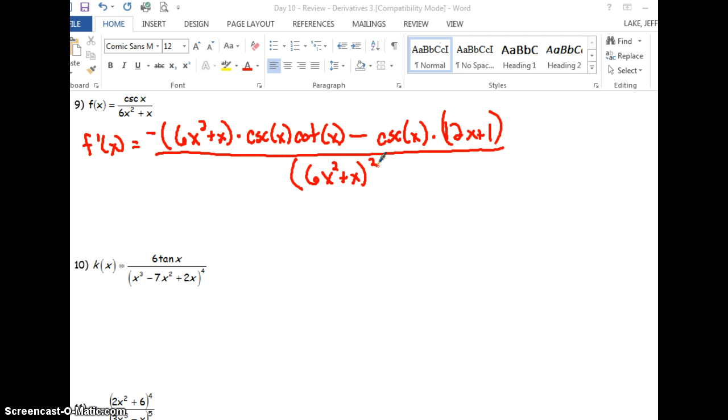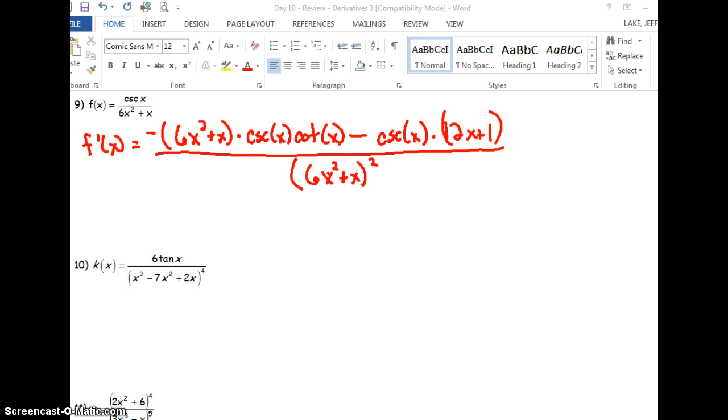All right, so now I'm going to try to reduce. I take a look to see what I have, and really there is nothing I have there that I can reduce. The cosecant and the cotangent are not going to reduce. There is not a 6x squared plus x in all three terms. We're missing it over here, so I'm finished. So there's really nothing else I can do in number 9.